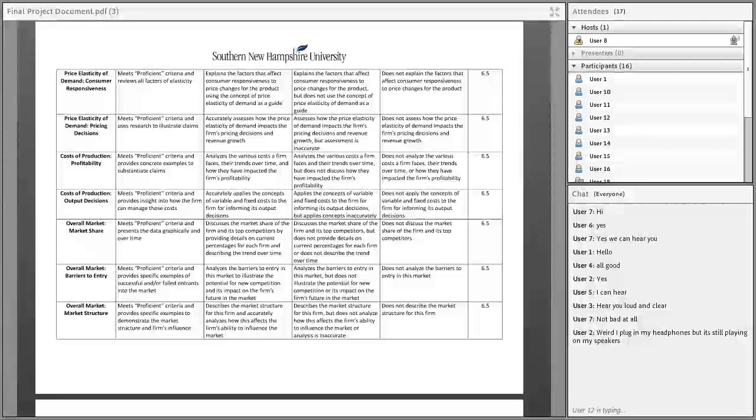Another element of the market research was the barriers to entry. You analyze the barriers to entry into the market. Every market has different barriers to entry, and the barriers to entry are really also a determinant of establishing what type of market structure your firm is operating in. In this case, to be exemplary, you have to provide an example of a successful or a failed entrant into the market.